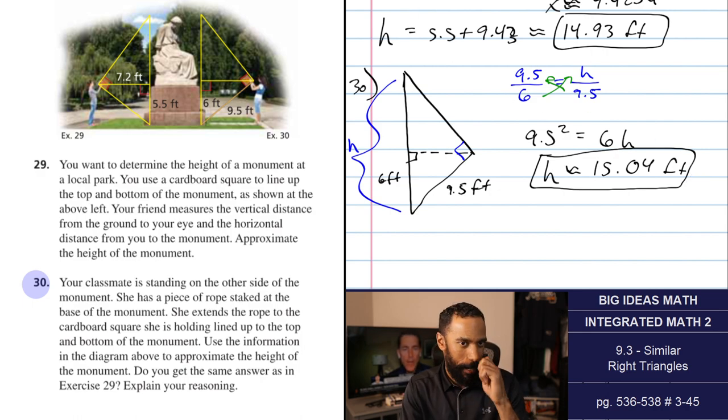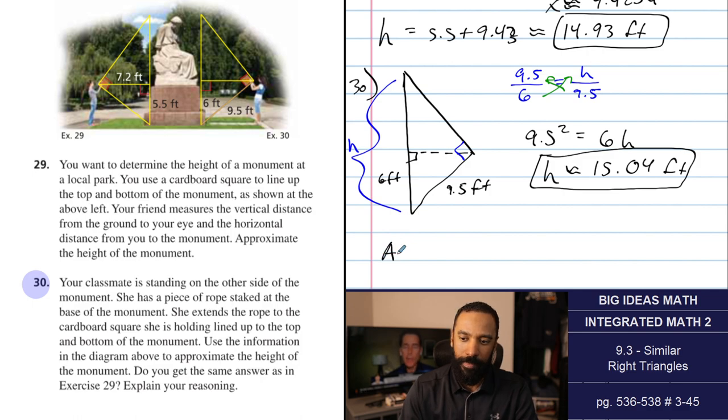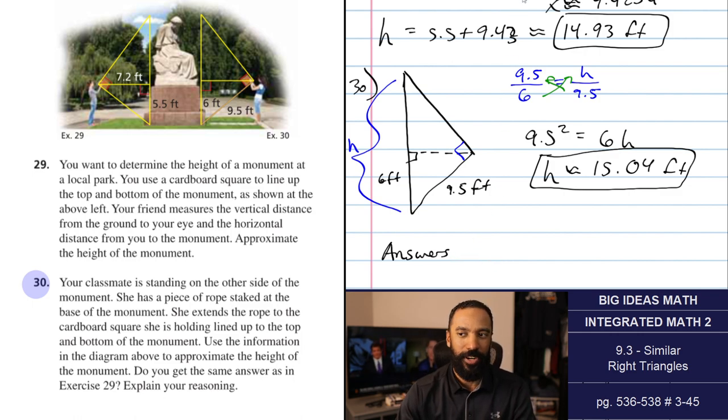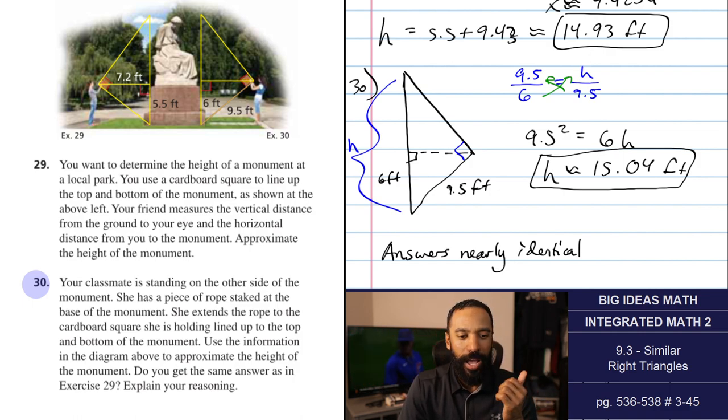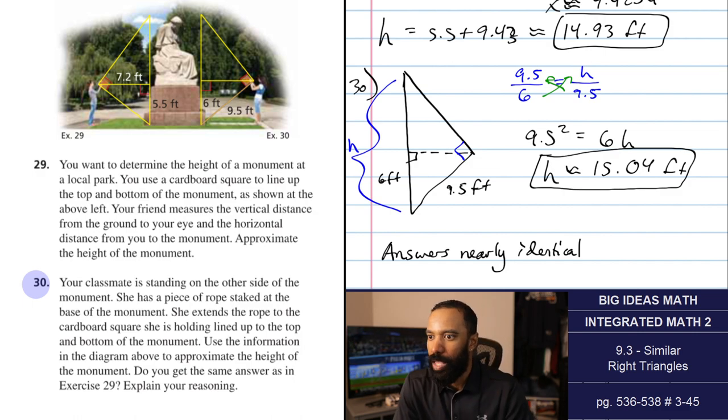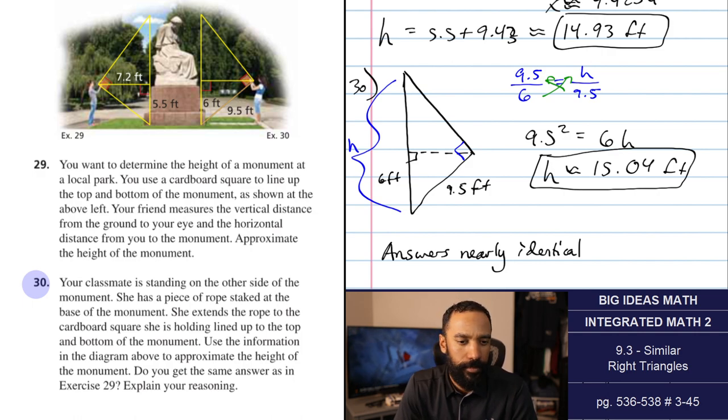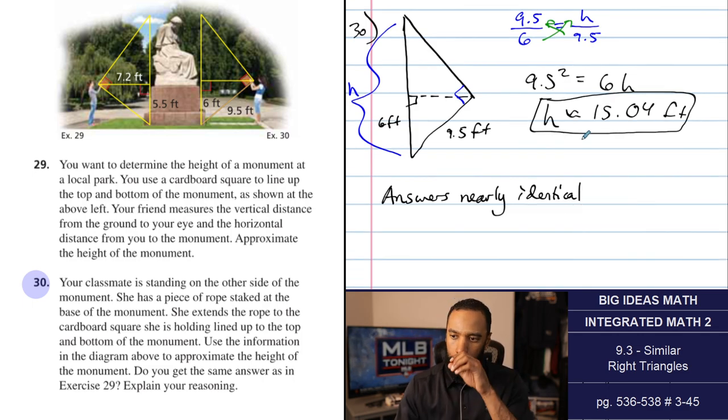Do I get the same answer, though? Hold on. How do they go about this? She extends the rope to the cardboard square she is holding. Answers are nearly the same. Answers nearly identical. I don't know if they want me to say yes or no, because they're not exact. Maybe the numbers that we used are just a little bit rounded to begin with, and you never want to use rounded numbers as a whole. So I don't really know if they want us to say yes or no. It seems they're about the same. Yeah, I'll just say they're nearly identical.